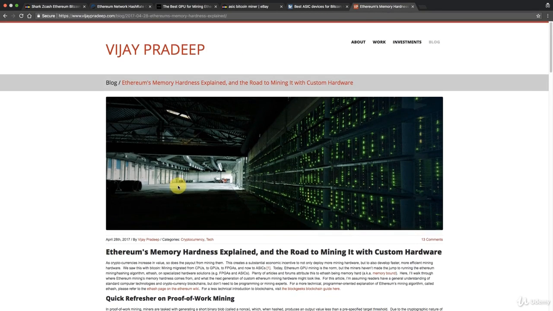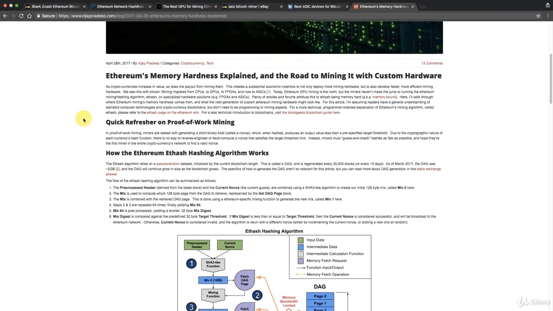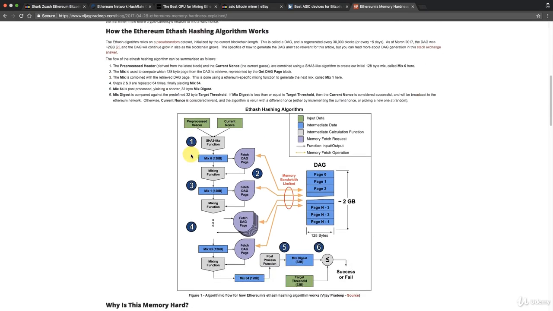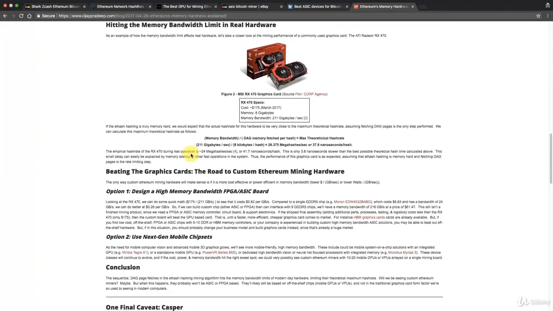And finally, for today's additional reading, I've got an interesting article on vijaypradeep.com. Again, we'll link this in the course notes. This one is about Ethereum's memory hardness explained and the road to mining with custom hardware. It's quite a technical article, a little bit.